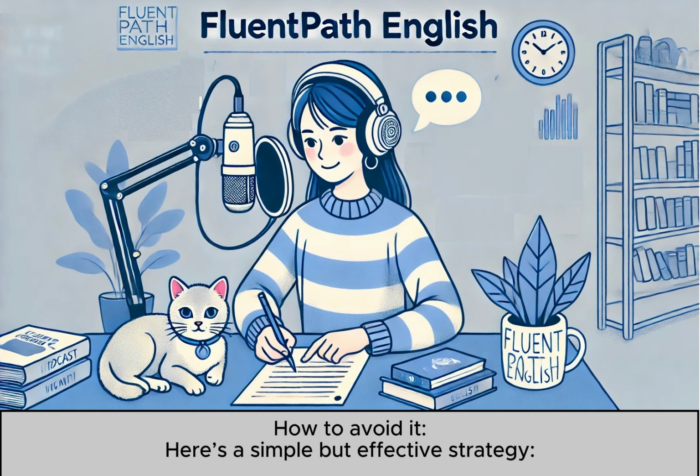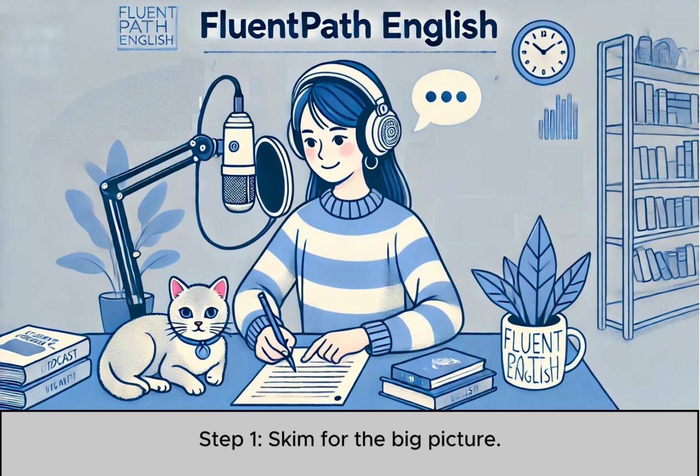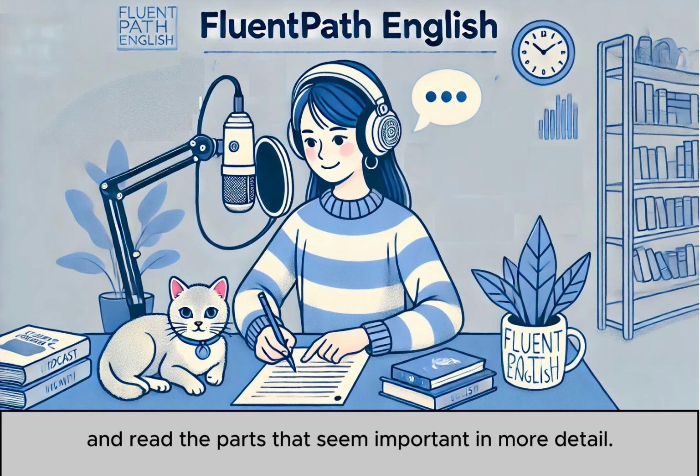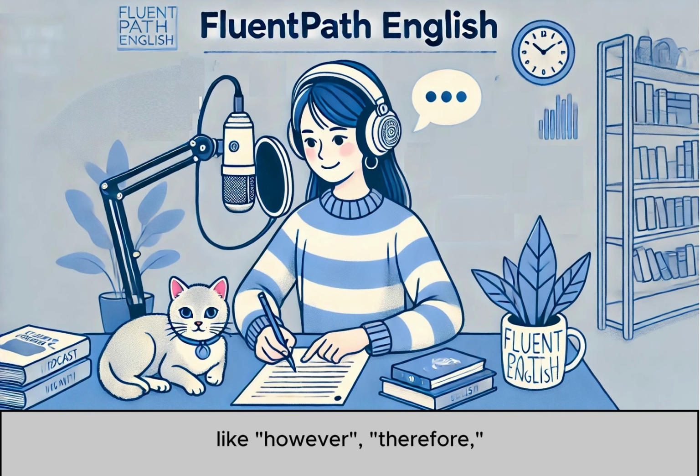How to avoid it? Here's a simple but effective strategy. Step 1. Skim for the big picture. Start by reading the headings, subheadings, and any bold or italicized words. These are often the key points the author wants you to notice. Step 2. Go back and read selectively. After skimming, slow down and read the parts that seem important in more detail. Focus on sentences that start with transition words like however, therefore, or in contrast. These often signal critical ideas. Step 3. Summarize as you go. Ask yourself questions. What is the author trying to say here? Why is this important? Summarizing forces you to engage with the material and check your understanding.